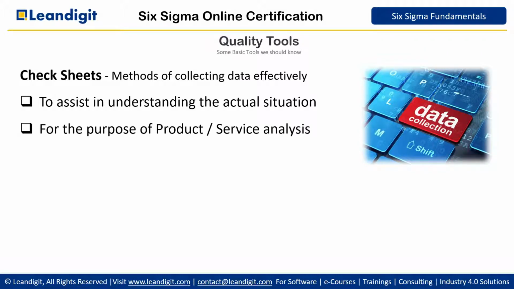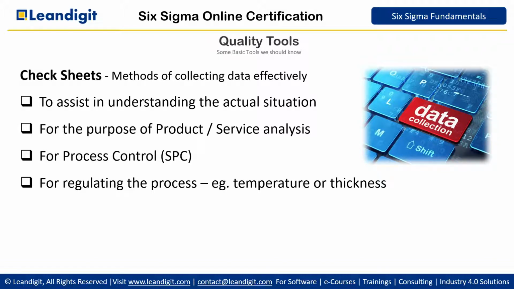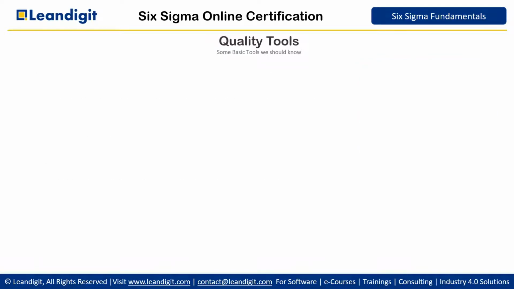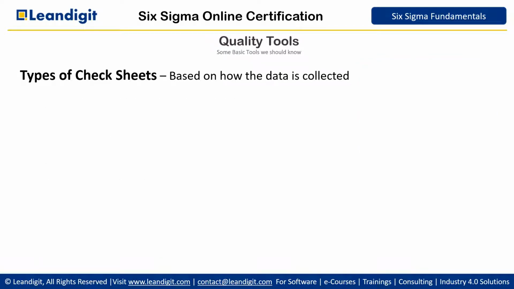The present situation may relate to the product or service which we are offering to the customer, or statistical process control of the process that we are running, or regulating process parameters like temperature, thickness, or approval or rejection during inspection processes. So based on the purpose, the check sheet is designed differently. There are typically 4 or 5 types of check sheets. We will discuss a few in this video.